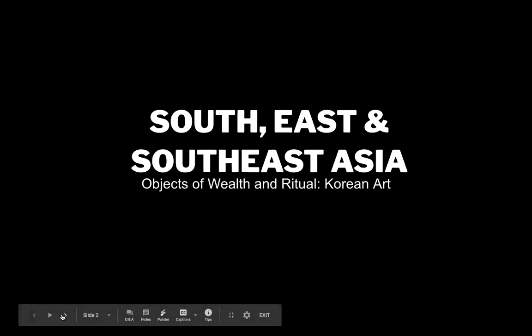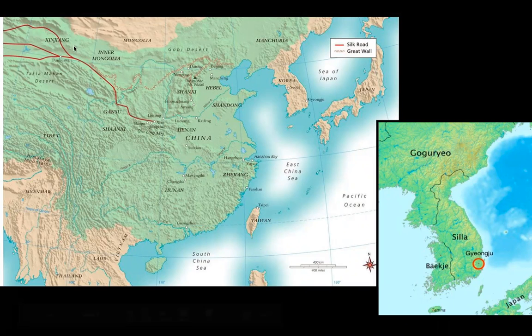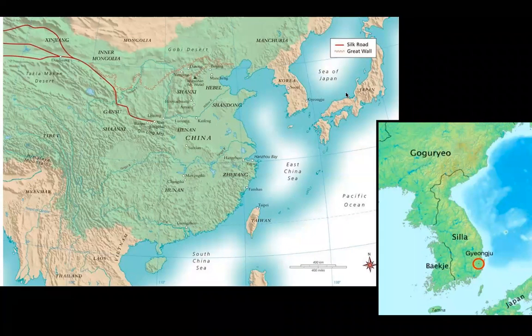Let's go ahead and continue our look at Asian art, focusing on Korean art, looking at how it represents wealth and ritual. So you can see Korea is a peninsula in Asia, and if we follow along the Silk Road, many traditions that would have come from India and China eventually make their way to Korea, and then we'll also start looking at Japan.